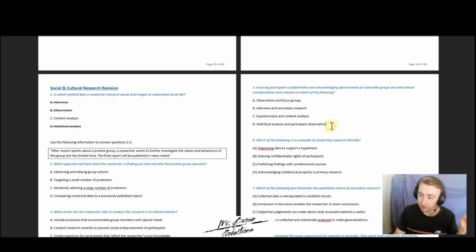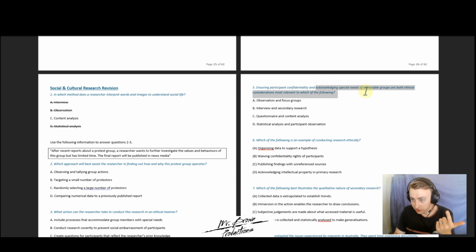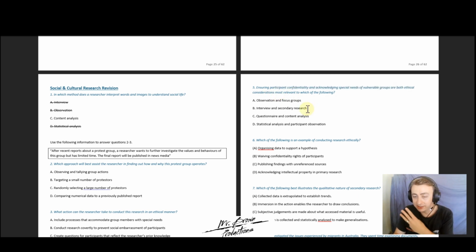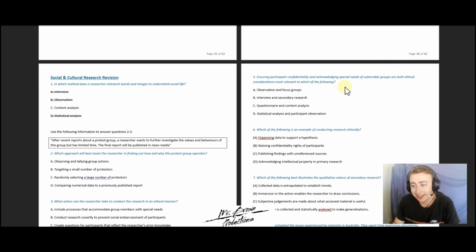Going back to my previous point, the right answer has to meet the conditions of the question entirely. It must ensure participant confidentiality, it must acknowledge special needs of vulnerable groups, and it must be an ethical consideration. So there are three key components, and it has to meet not just one of these, but both research methods. This one is also saying most relevant, so you might have a few on the cusp, but you've got to make that judgment call. We'll start from the bottom up this time, just to mix it up.